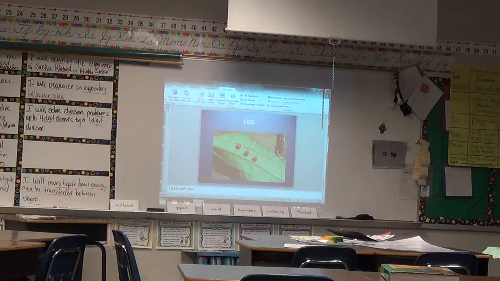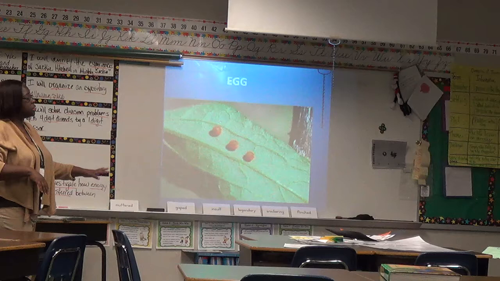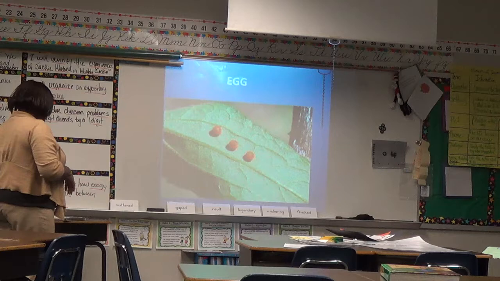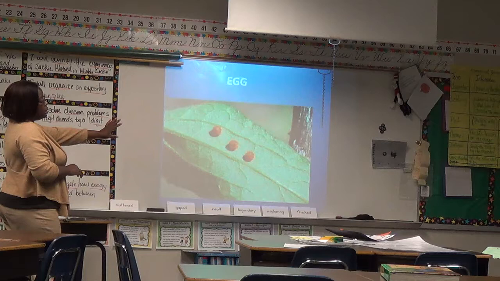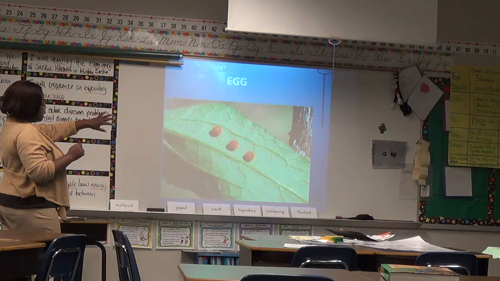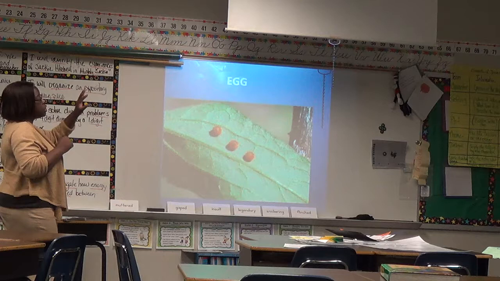Wherever we're going through our lesson plan, we would go through each stage to let the students know what each stage was. Stage one is the egg stage. With the egg stage, the female butterfly lays the eggs on the leaves, and she attaches the eggs to the leaves or stems. She always makes sure that the leaves where she lays her eggs are near food that the caterpillar would eat.